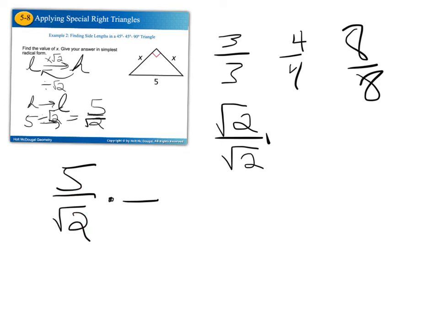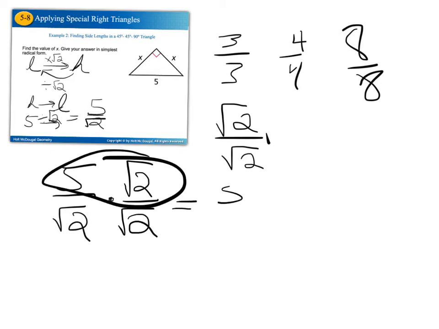And what's nice is that that's what we're going to put here, because this is multiplying 5 over square root of 2. When I multiply it by this, it doesn't change the value. It still stays the same, because I'm just multiplying it by 1, so I don't alter it at all. And you'll see why this is going to help you.